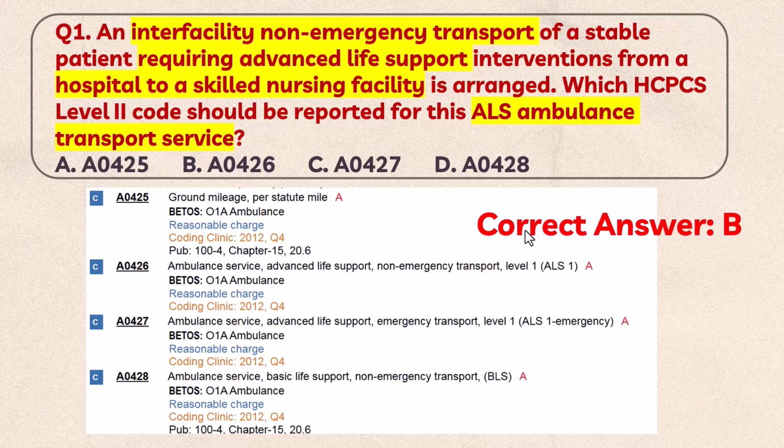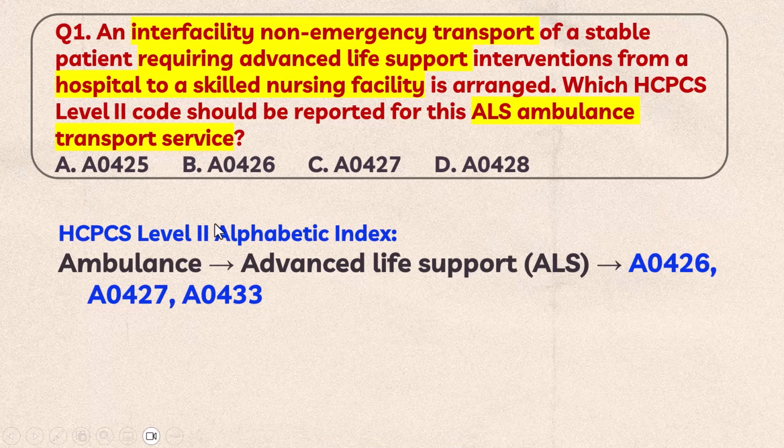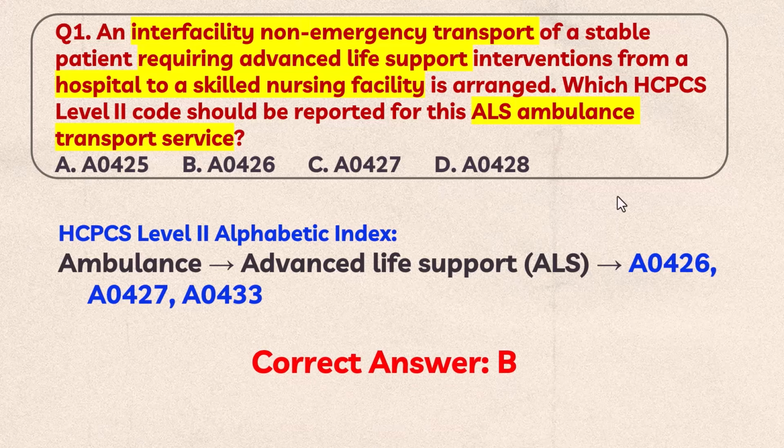If you are using the HCPCS alphabetic index, you have to go to the index of ambulance, then you have to go to the subcategory of advanced life support. It will redirect you to the following 3 codes. Again, you have to go back to the tabular list and confirm the answer. Once you confirm, the correct answer will be answer B.